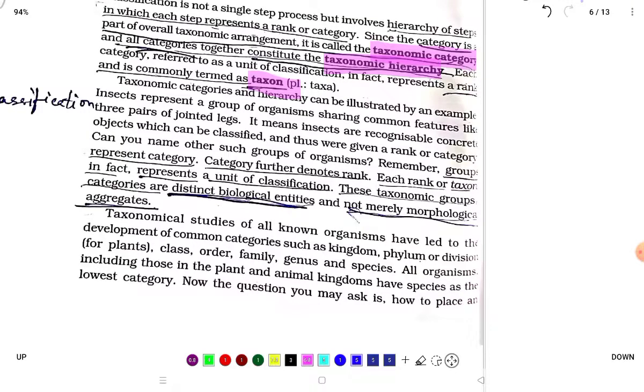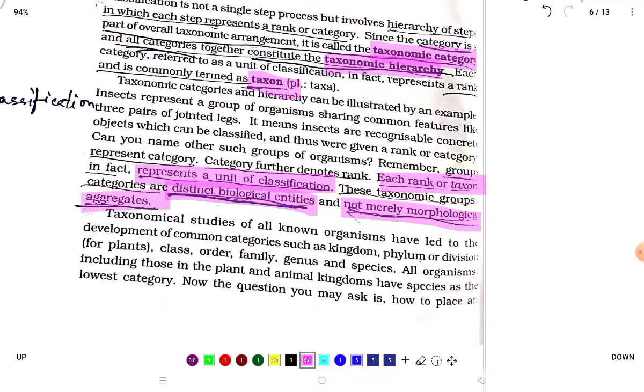Okay guys, next come to the second paragraph. Group represents category. Category further denotes rank, and each rank or taxon in fact represents a unit of classification. So finally, rank or taxon is the unit of classification. That is very important, you have to note it. If they ask which is the unit of classification, you should answer taxon. These taxonomic group categories are distinct biological entities and not merely a morphological aggregate. Morphological characters are the external ones, so it is not a morphological aggregate, rather they are distinct biological entities.